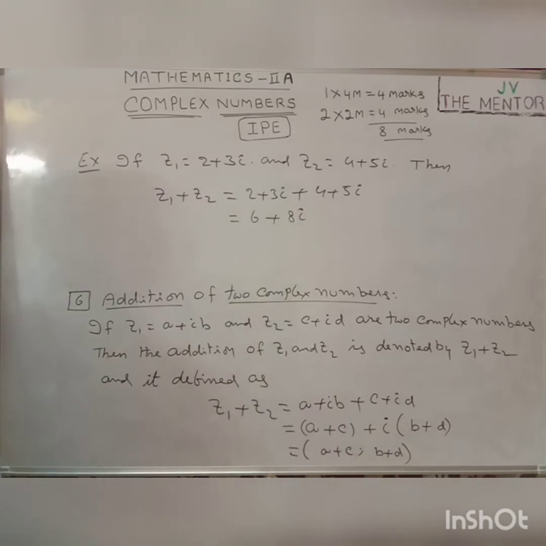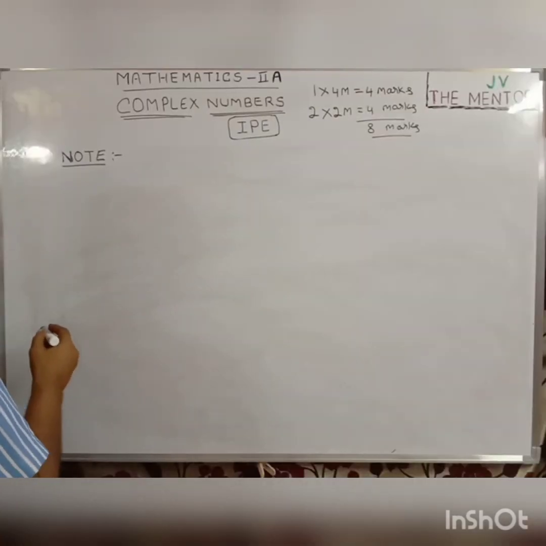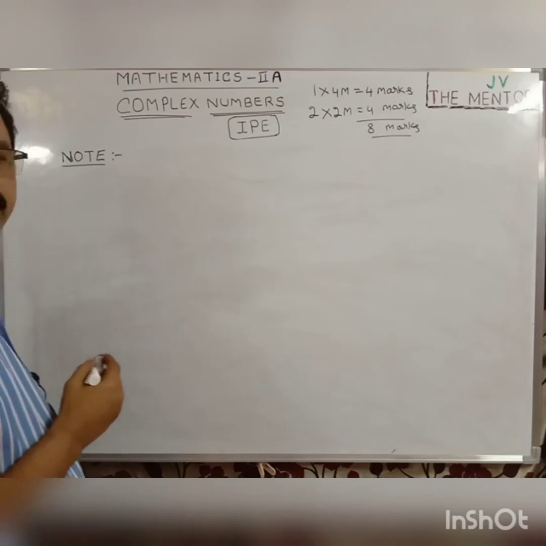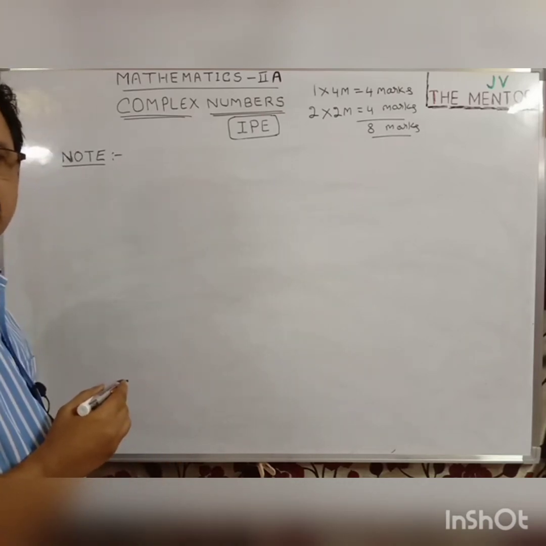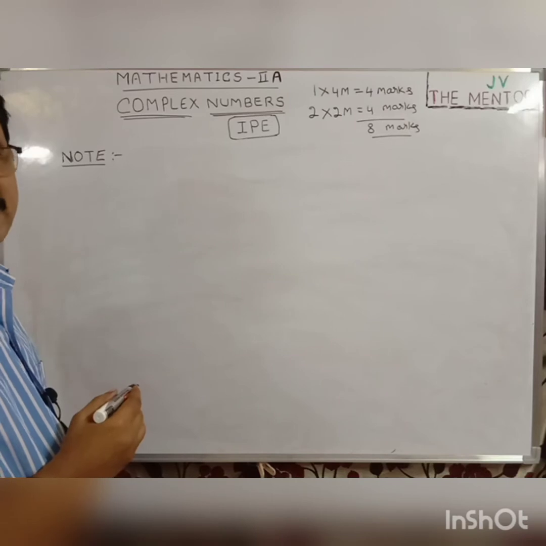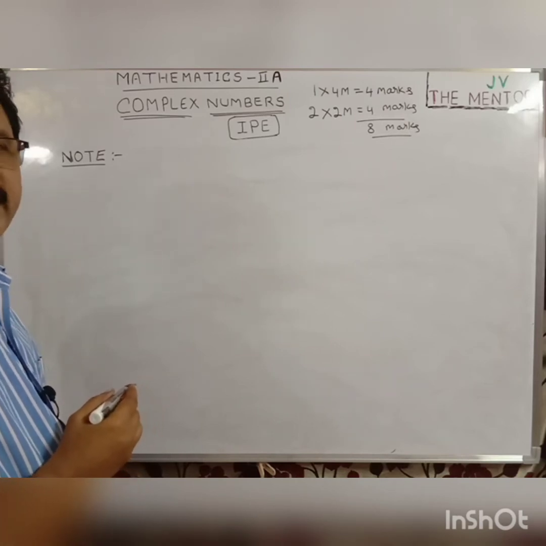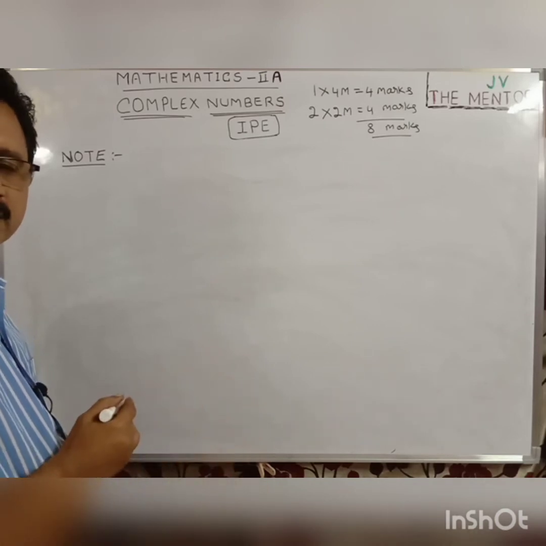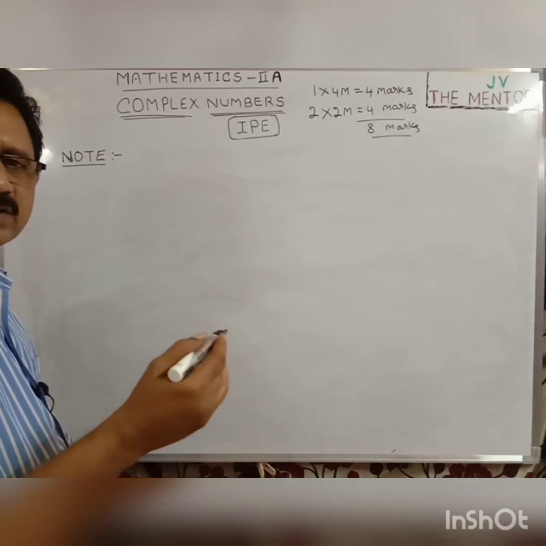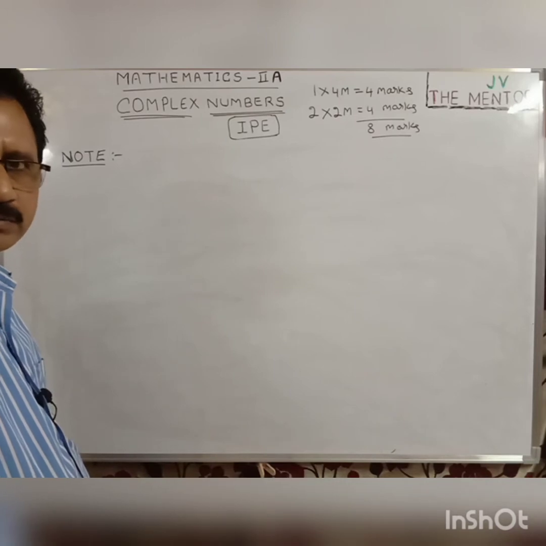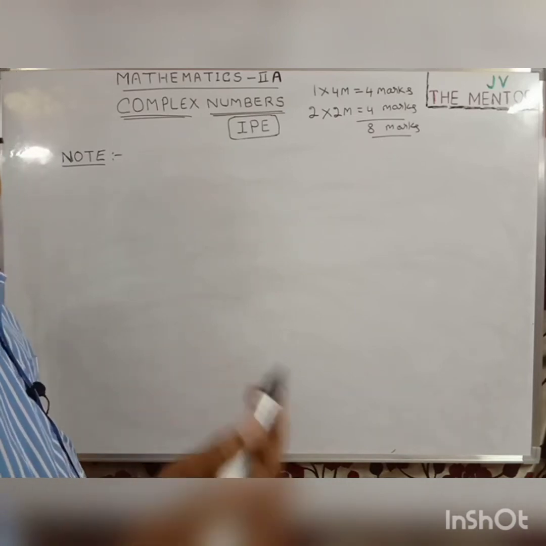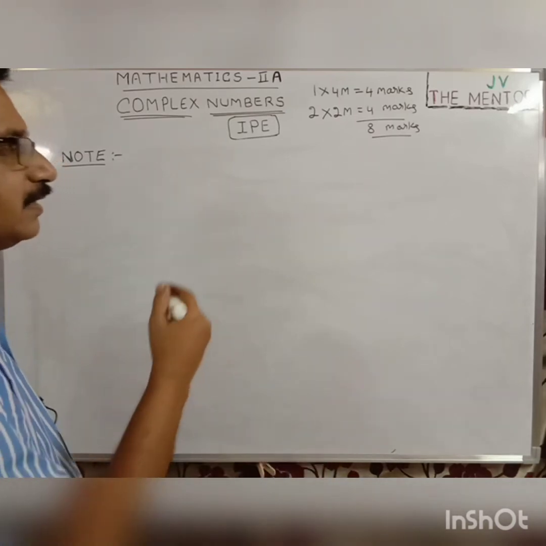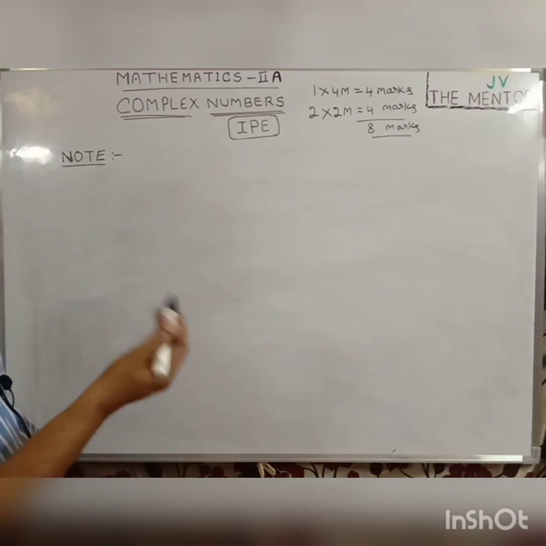Okay students, note: the additive inverse of Z is denoted by minus Z. The additive inverse of Z is minus Z. In real numbers, what is the additive inverse of 2? Minus 2. The additive inverse of X is minus X. In a similar way, the additive inverse of Z is minus Z.